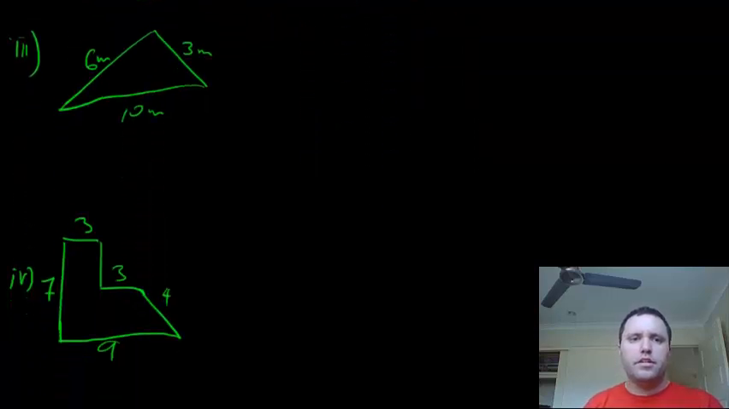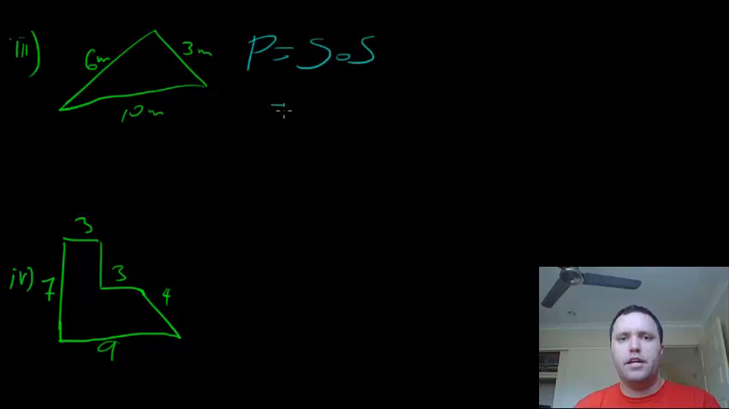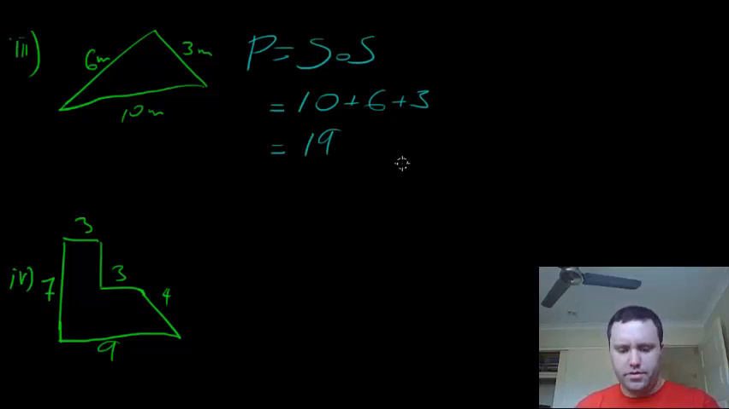So here we have a triangle, same deal. Look for where you've got your different sides, and we're right to go. This one's pretty easy. Perimeter is the sum of the sides, which is 10 plus 6 plus 3. Now they're all in meters. And so we have 16 plus 3 is 19 centimeters. Oh, no, this one here is meters, so let's just fix that up. So we have 19 meters.